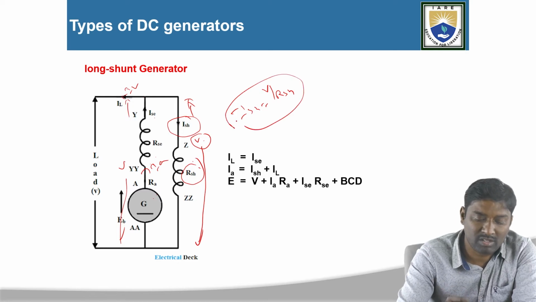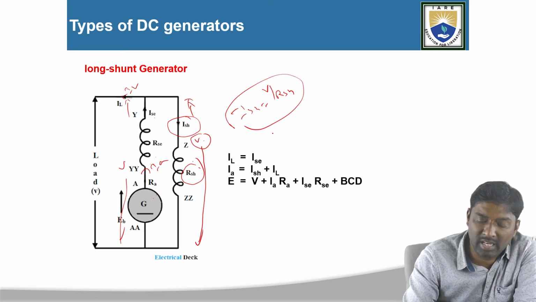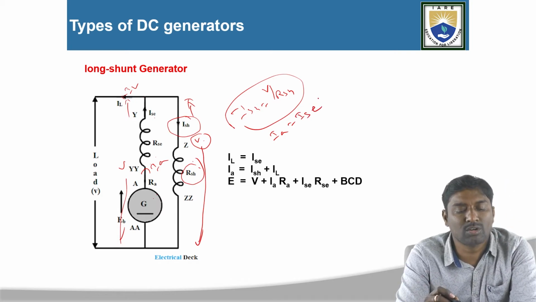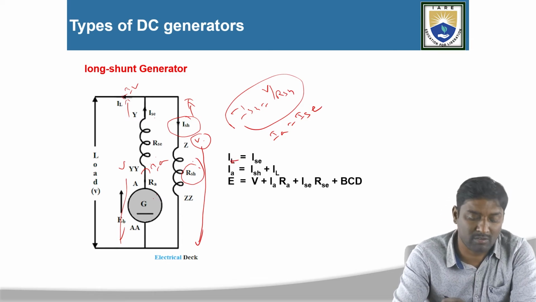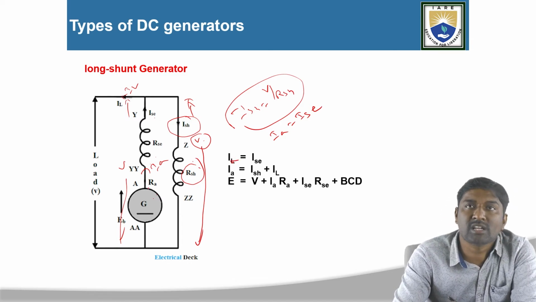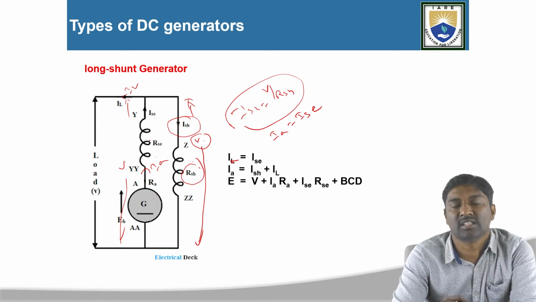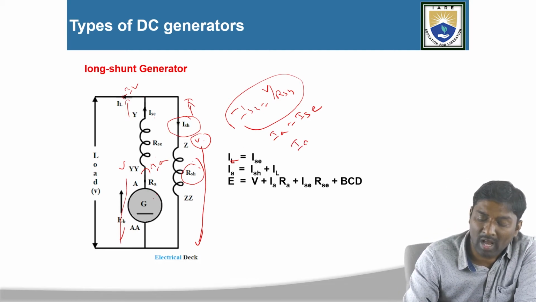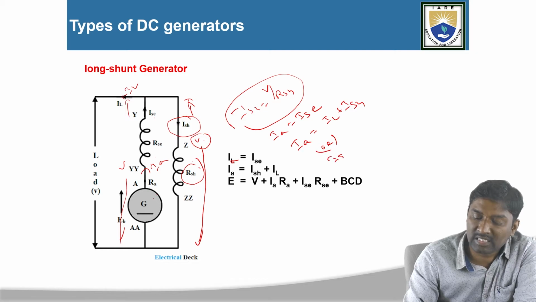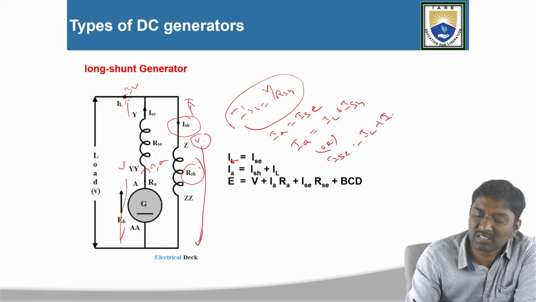Now can I write IA is equal to ISC? You can write IA is equal to ISC, because the armature winding is connected in series with the series field winding. That's why IA is equal to ISC. Now what can you write? IA is equal to IL plus ISH, or ISC is equal to IL plus ISH.